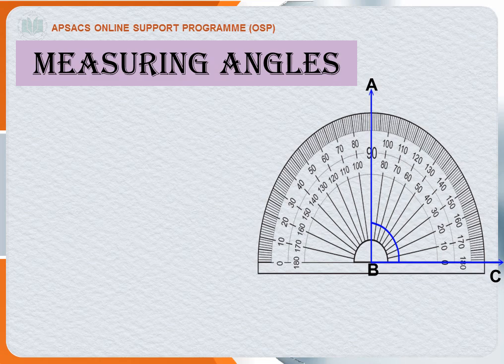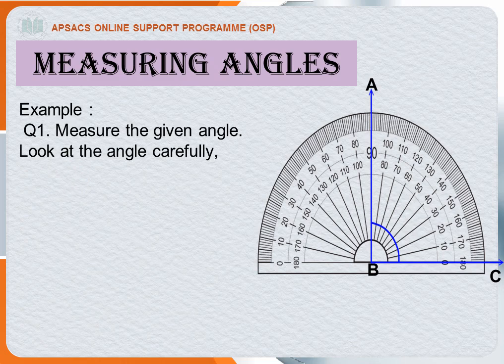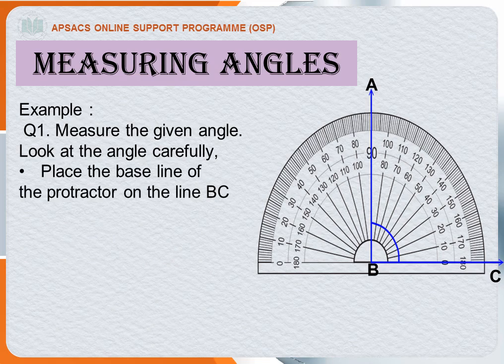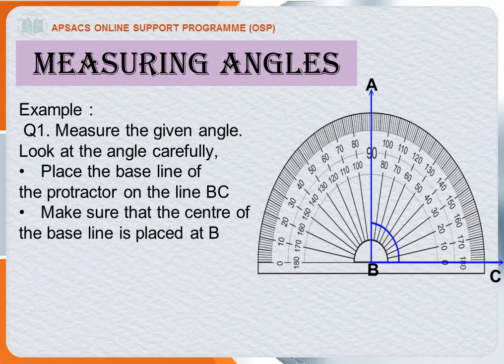Measuring angles. An angle is already given to us in the example. We have to measure the given angle. Look at the angle carefully. The blue line is actually showing the angle. Right? Place the base of the protractor on the baseline BC. Have you seen it? We have already placed our protractor on the baseline. Make sure that the center of the baseline is placed on B. Meaning point B should be on the center.